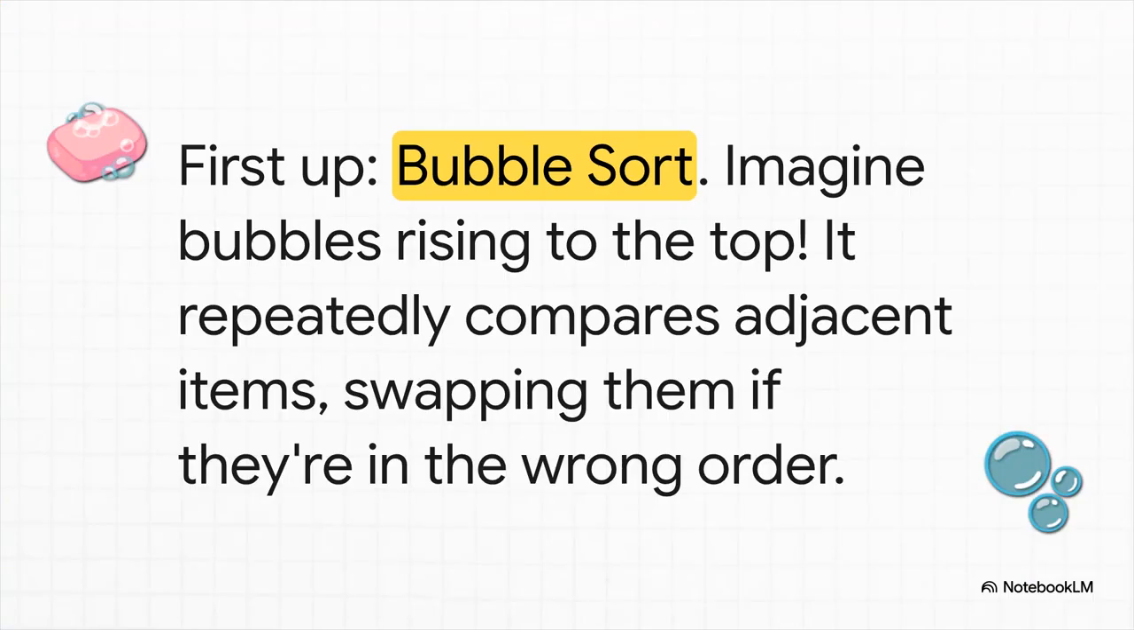Okay, first up is a classic, bubble sort. And honestly, the name tells you pretty much everything you need to know. Just picture bubbles in a drink rising to the surface. It's the same idea. The biggest items slowly bubble their way up to the end of the list.